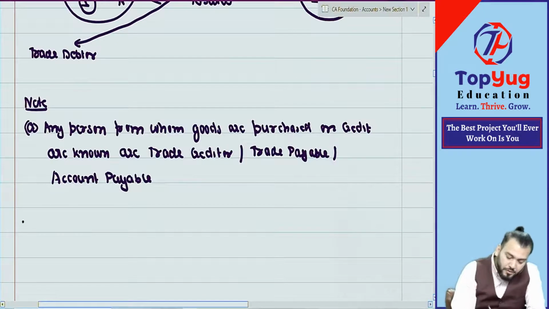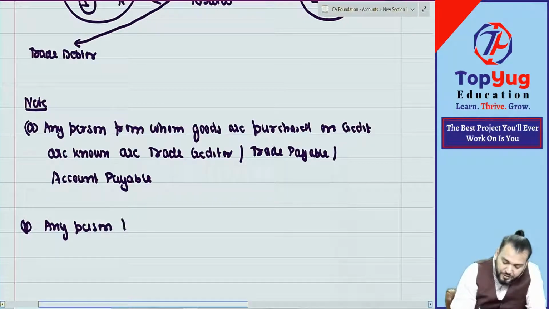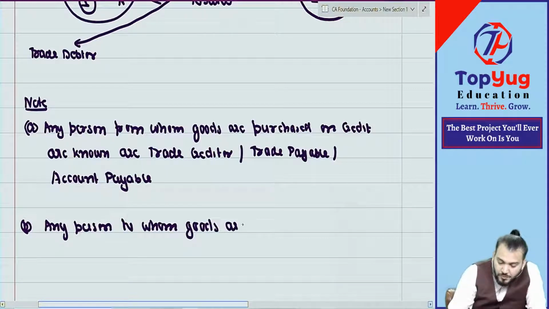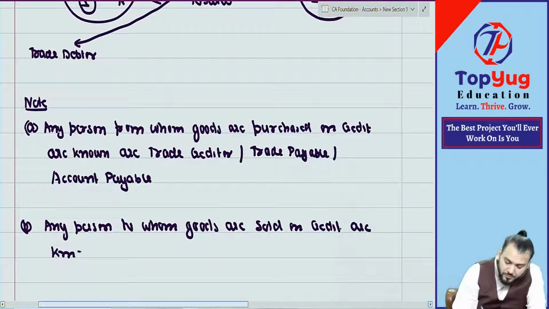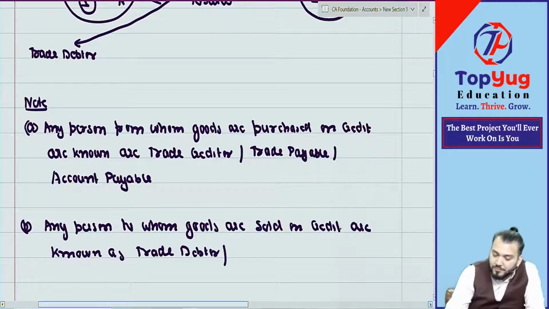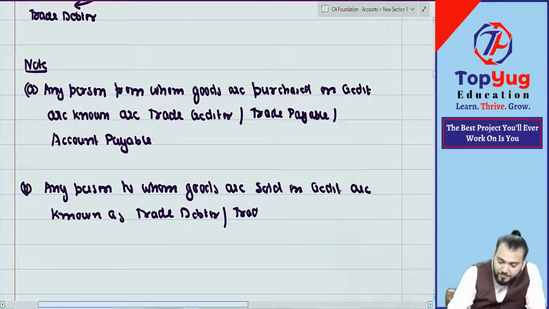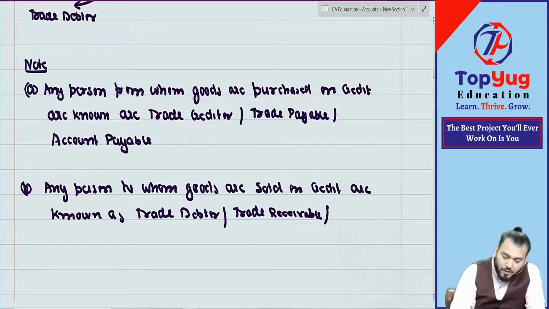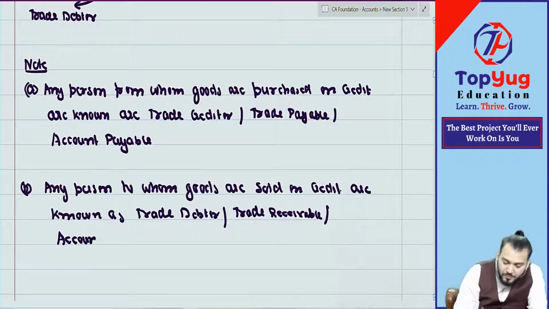Similarly, point number B, any person to whom goods are sold on credit are known as trade debtor, or trade receivable, or account receivable.